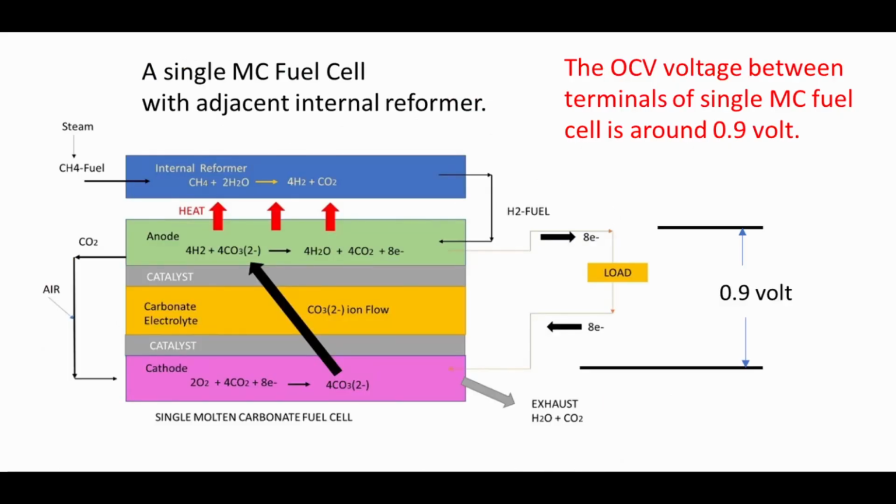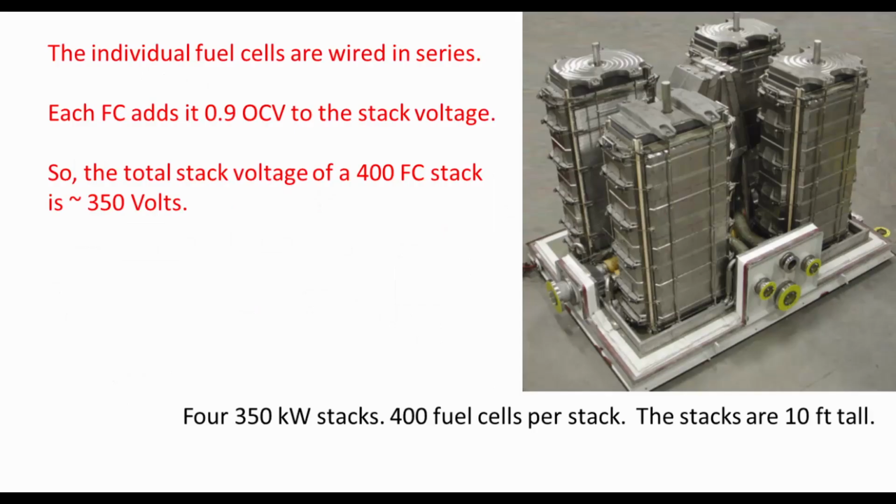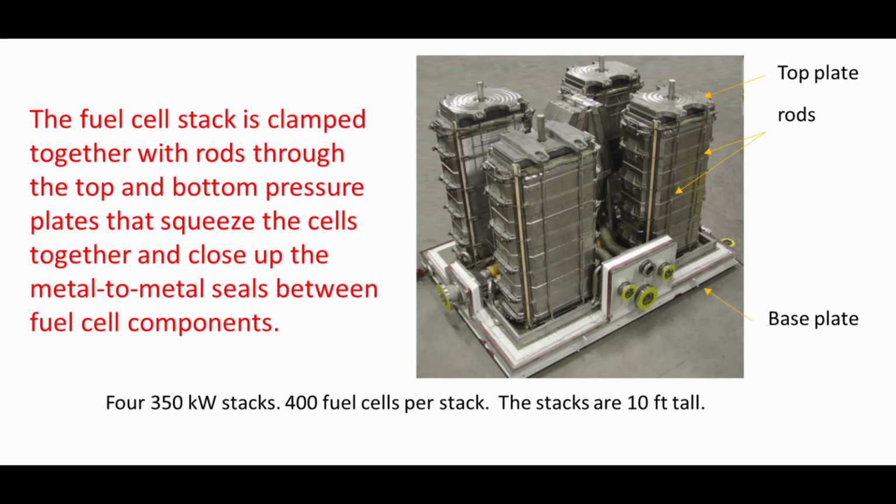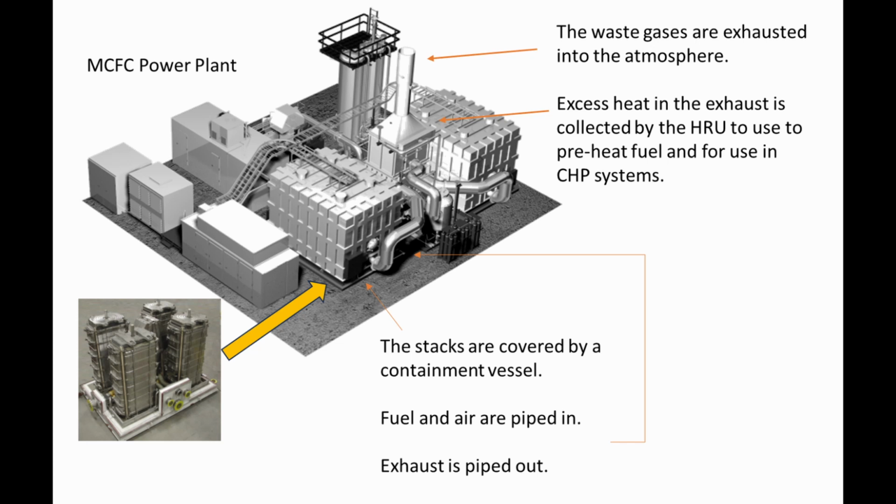Each molten carbonate fuel cell has a voltage difference across of about 1 volt between anode and cathode. By stacking hundreds of fuel cells in series, the terminals at both ends have differences of hundreds of volts between them. The whole fuel cell stack is clamped together by compression plates at both ends. The entire stack is enclosed in a sealed vessel with air and fuel pipe leading in and exhaust pipe leading out to carry away the CO2, H2O, and excess heat. The excess heat could be extracted by a heat exchanger or heat recovery unit for use in a combined heat and power system.